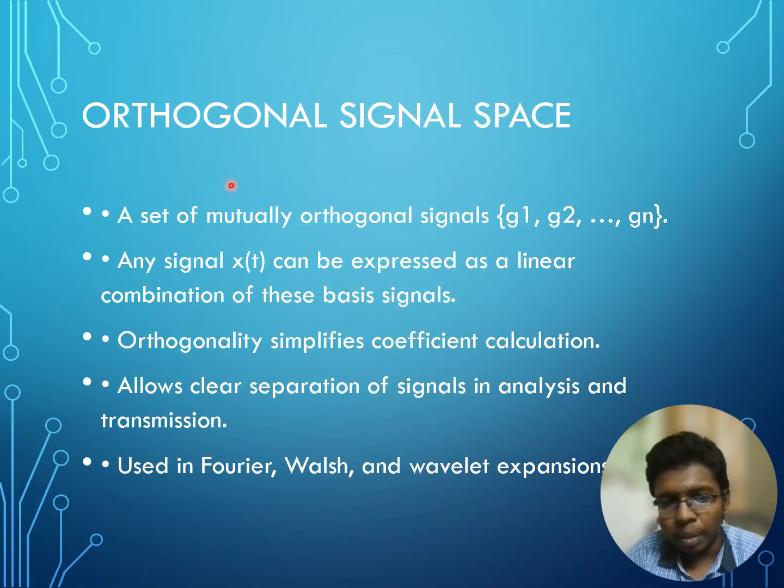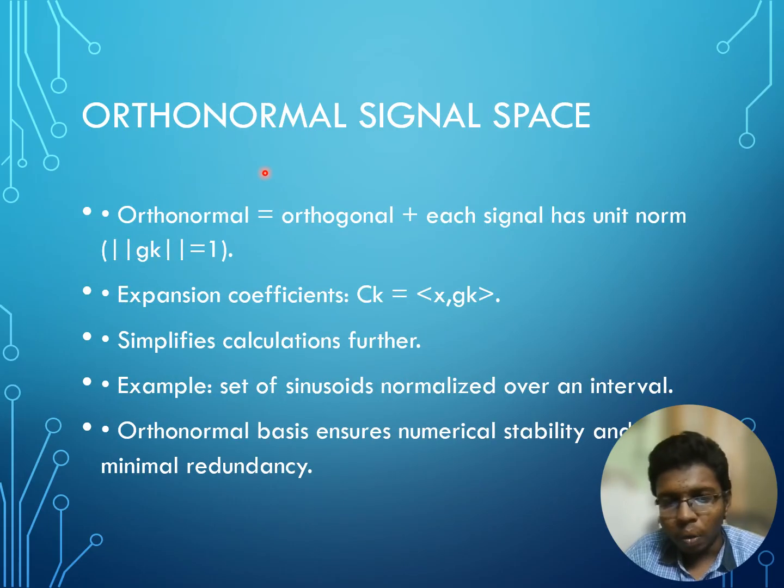Orthogonal signal space. A set of mutually orthogonal signals g1, g2, up to gn. Any signal x of t can be expressed as a linear combination of these basis signals. Orthogonality simplifies coefficient calculation and allows clear separation of signals in analysis and transmission. It is used in Fourier, Walsh, and Karhunen-Loeve expansions.